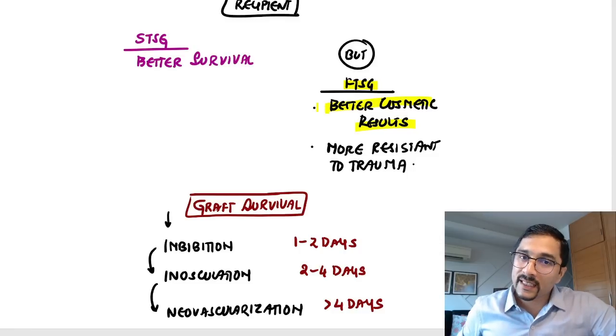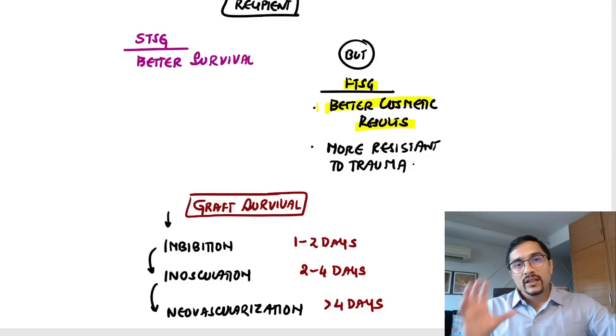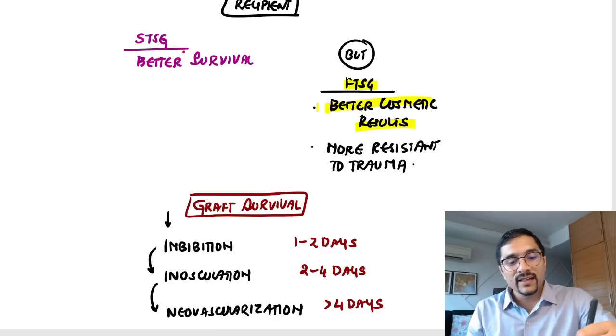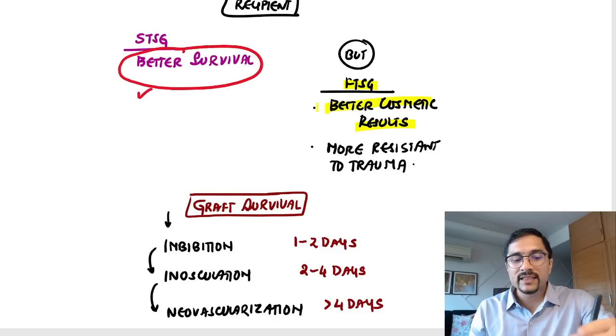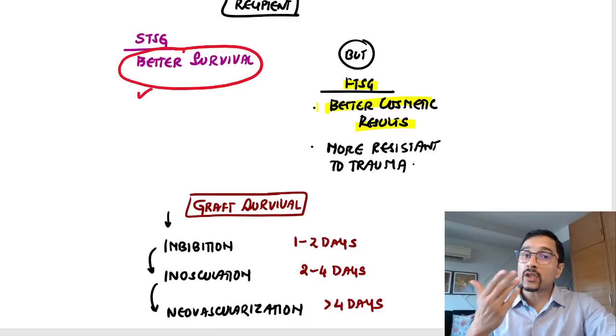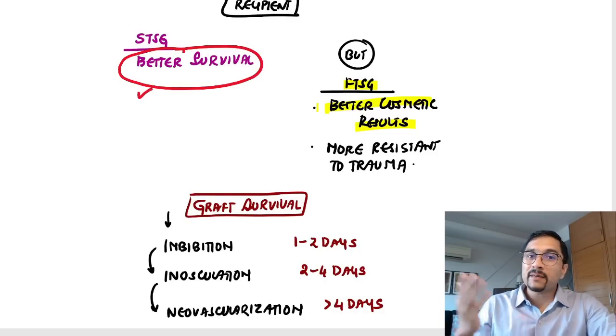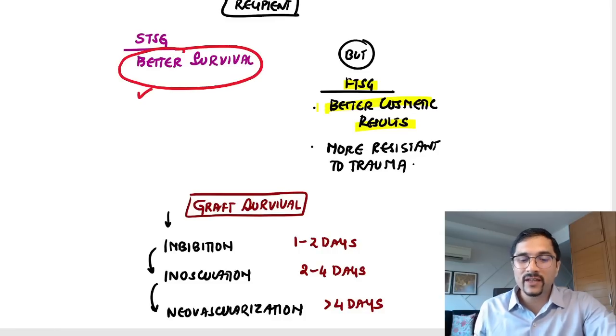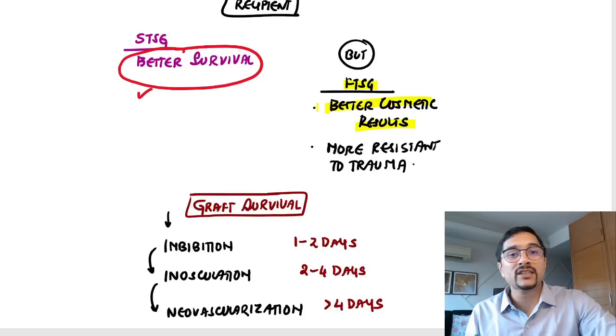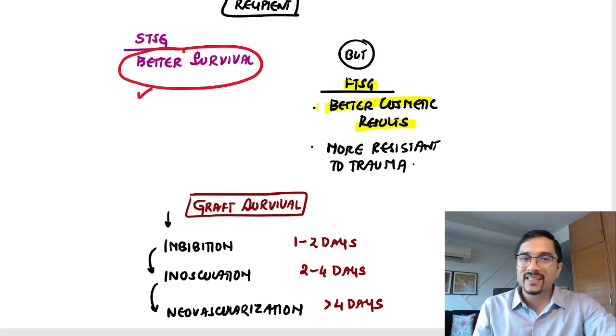If we talk about the recipient site differences, split thickness skin graft is thinner, so it requires less nutrients. That is why there is better survival. Whereas full thickness skin graft, it is cosmetically better. There is better color matching. Skin appendages are maintained there, okay? And it is more resistant to trauma also because it is thicker.